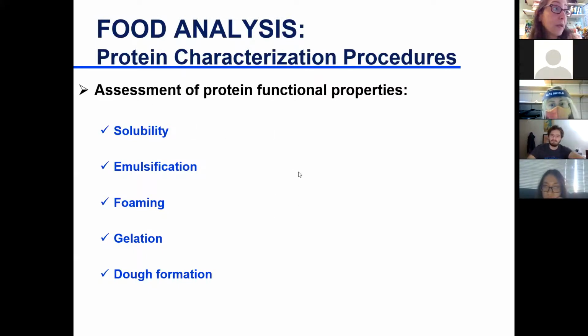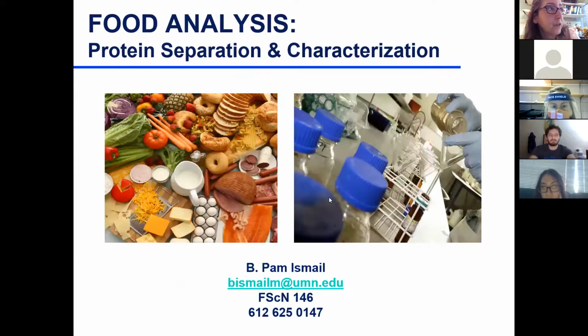But anyway, these are important characteristics for protein because protein ingredients are used for their functionality. So looking at different protein ingredients and how they can function in different food matrices, we look at their functional properties that way. Okay, so that ends this section.